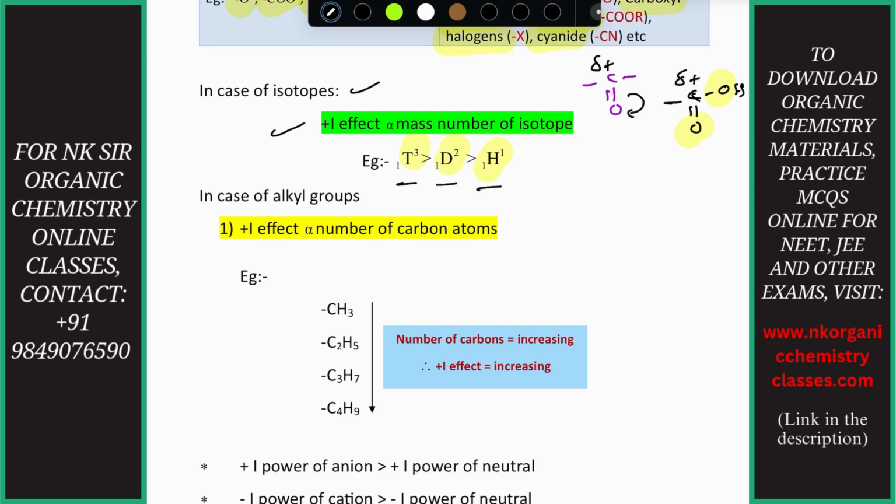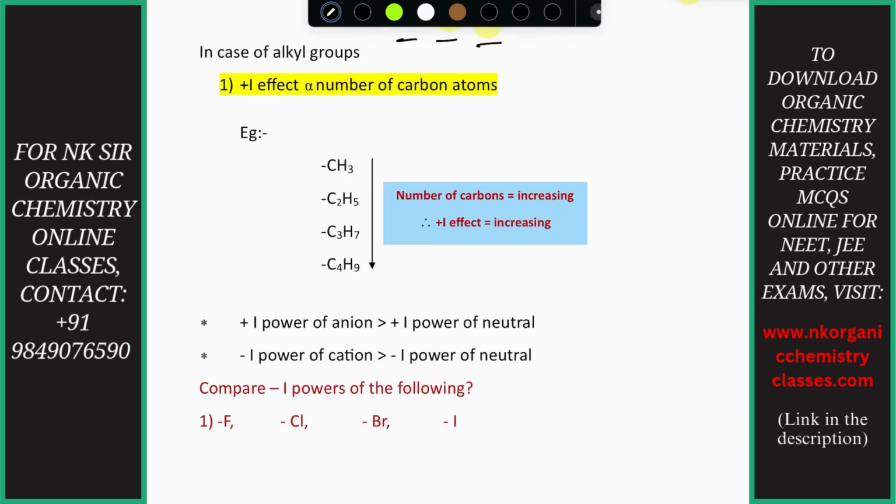Guys, look into alkyl groups now. In case of alkyl groups, plus I effect is directly proportional to the number of carbon atoms. Now here you see, for example, methyl, ethyl, propyl, butyl; from top to bottom the number of carbons is increasing. Therefore, plus I effect also increases. I hope it is clear now to everyone.